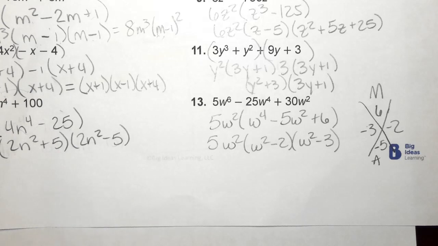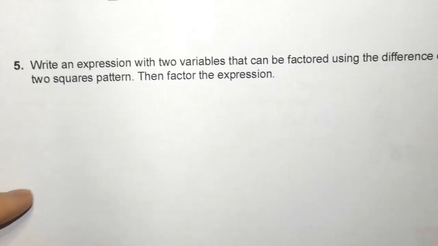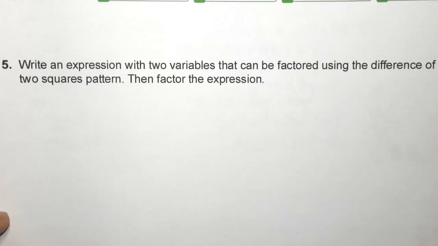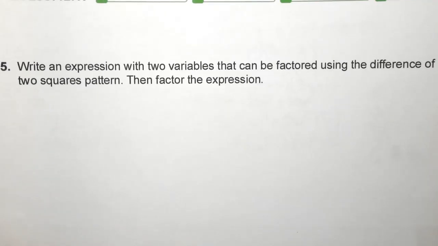Okay, so if you stuck around this long, you deserve some extra credit. So if you want to give this question a try, email it or turn it in and you'll get some extra credit points. Write an expression with two variables that can be factored using the difference of 2 squares pattern, then factor the expression. So you're just basically making up your own question and then working your question out. All right, so turn that in.